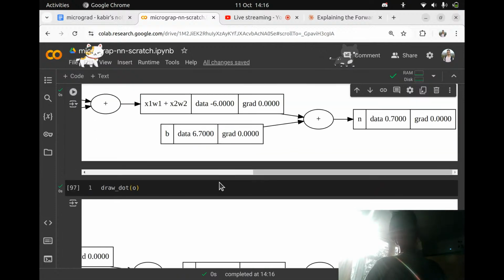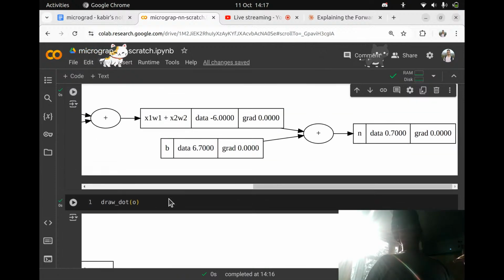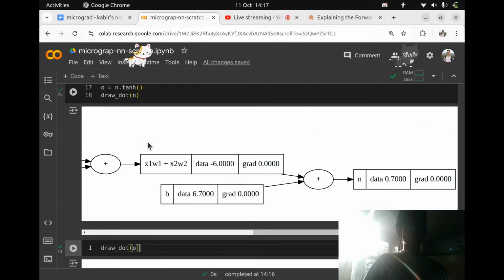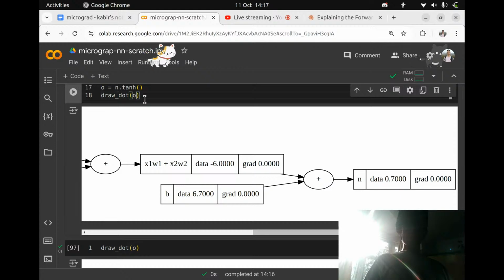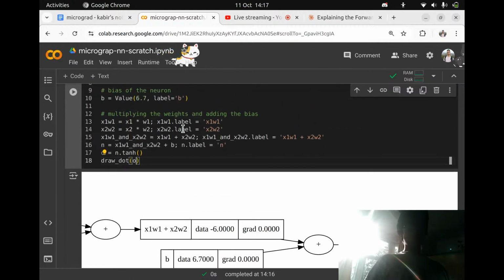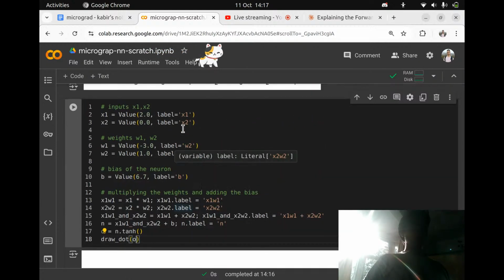Okay, so there's actually no need for that though, because it's actually. Oh, right, draw dot. So I can just do draw dot o right there. Okay. Right, there's no need for it though.